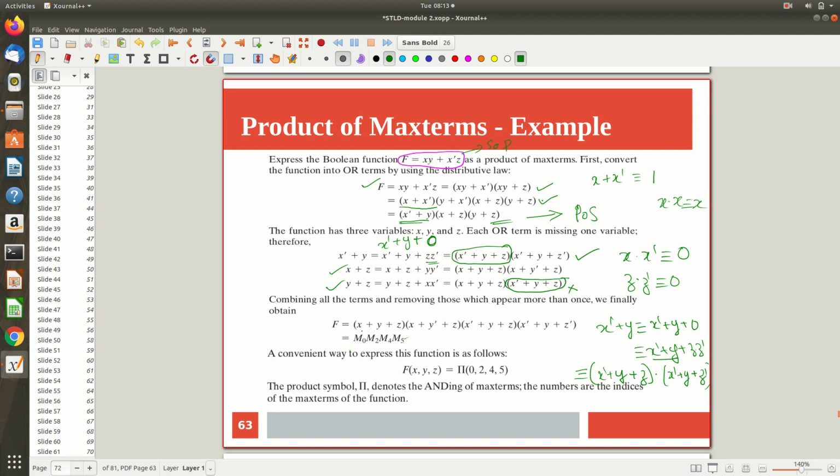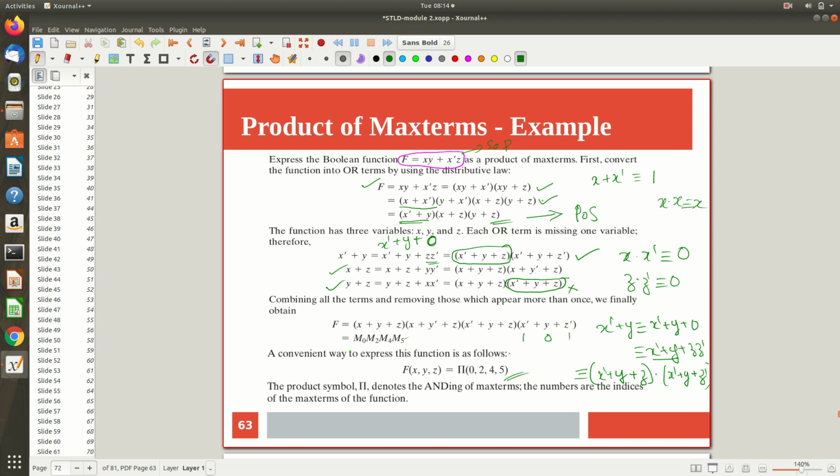And equivalently, you know what is this x plus y plus z? X plus y plus z is 0 0 0, it is m0. This is 0 1 0, that is 2, m2. And this is 1 0 0, that is 4. This is, what is the corresponding thing? This is 1 0 1, that is 5, m5, like that you are getting. That is nothing but the product of the sum terms, that is 0 to 5, another notation.